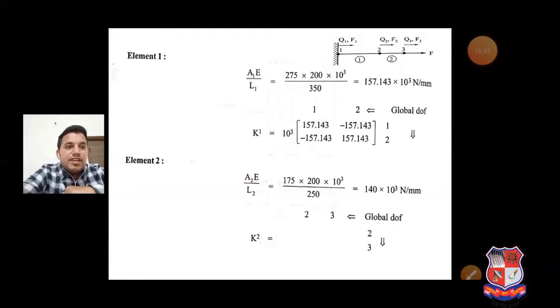Similarly we find the value for element number 2, and it will be 140 × 10³ N/mm. We put the 140 inside the box, and this is the final value. Here you can observe that we write 2 to 3 because element number 2 goes from node 2 to node 3. So 2-2, 2-3, 3-2 and 3-3. We will put these values into the final global stiffness matrix in the next step.